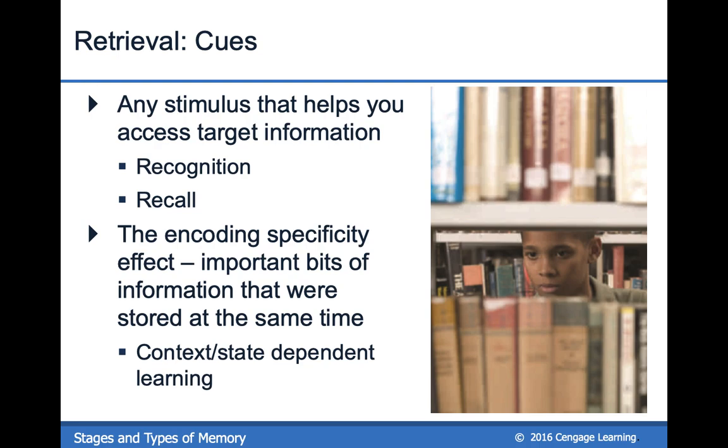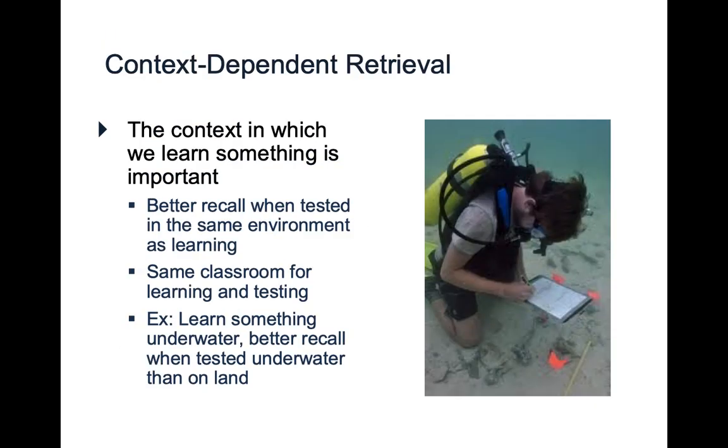We have what's called the encoding specificity effect. That's when important bits of information were stored at the same time as the important information that we're trying to remember. This could be the context or state that we learn this information, and this is called state or context dependent learning. For example, the context in which we learn something is really important. We're better at recalling information when we're tested in the same environment as where we learned it. For example, if you learn the information in this classroom, it's best to take your test in this classroom because you're able to recall that information better.